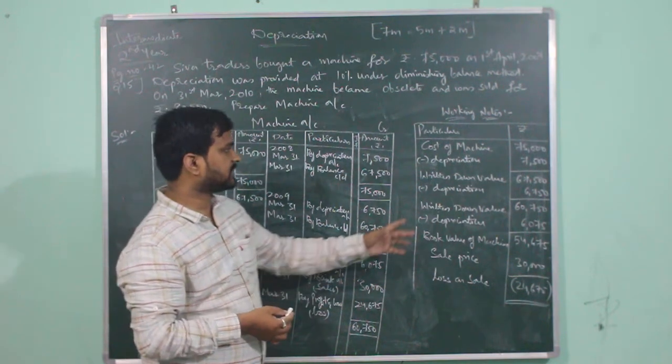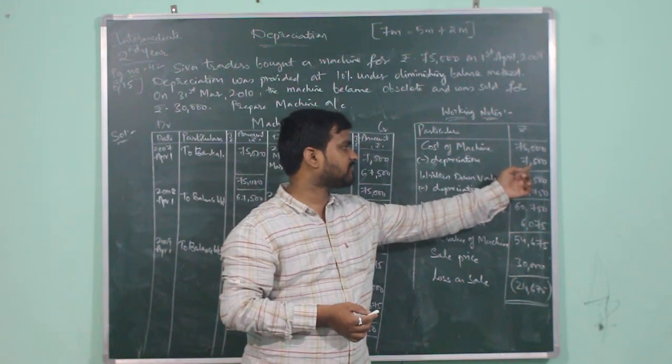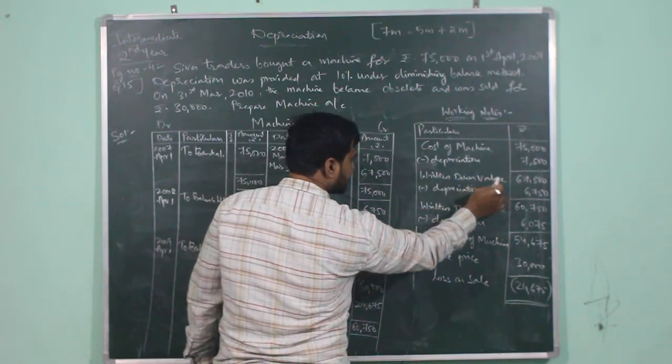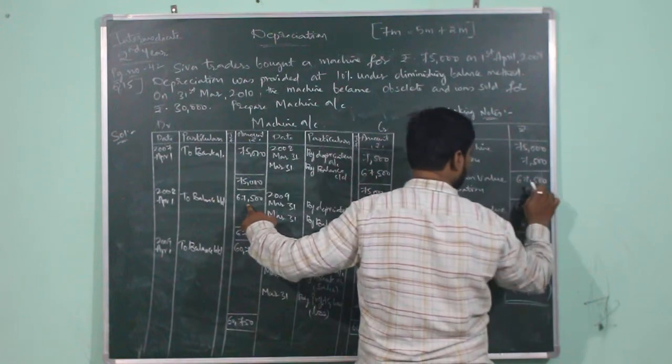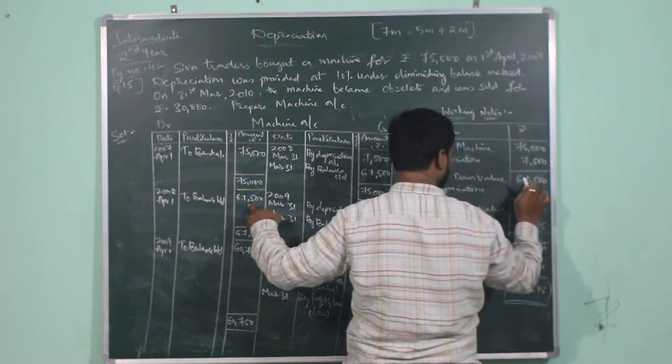So here is the calculation. First, they purchased the machine for 75,000. At the end of the first year, they provided depreciation of 7,500. So the written down value at the beginning of the second year will be 67,500. 67,500 will be the opening value of the machine at the beginning of the second year.